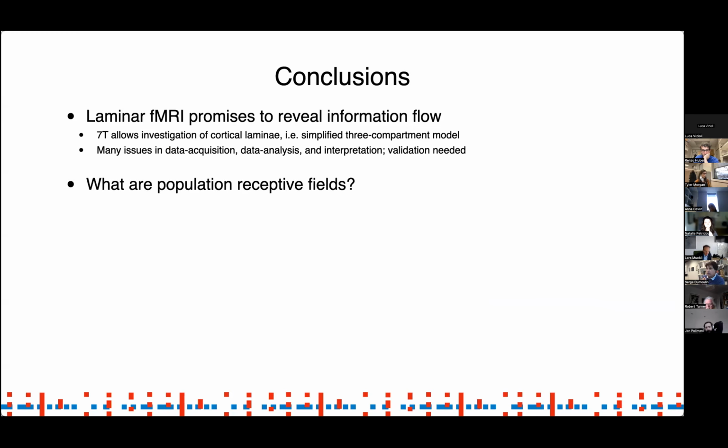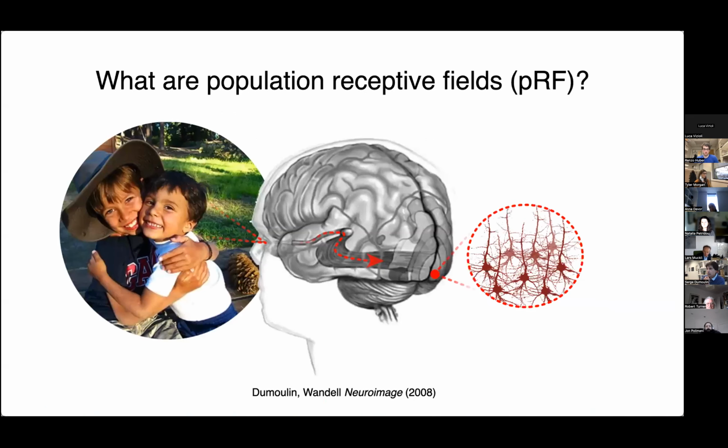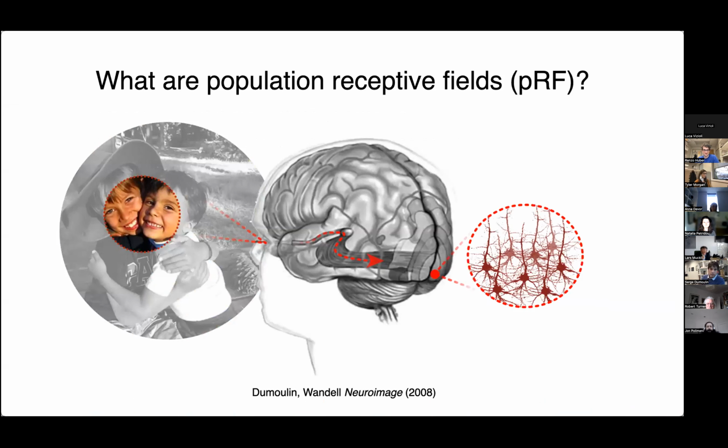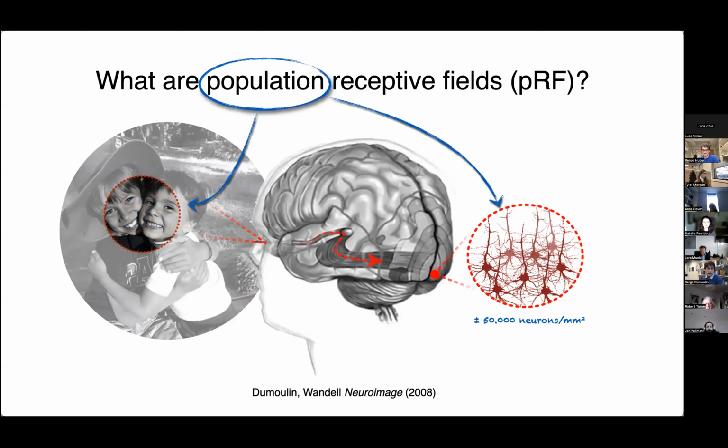So first I want to say, okay, what are population receptive fields and how do we measure them? Basically, every neuron in visual cortex has a receptive field, or processes information from a small part of the visual field. This is known as the receptive field. Population receptive field just means that we have about 50,000 neurons per cubic millimeter, and with fMRI, we don't measure single neurons, but these populations of receptive fields.